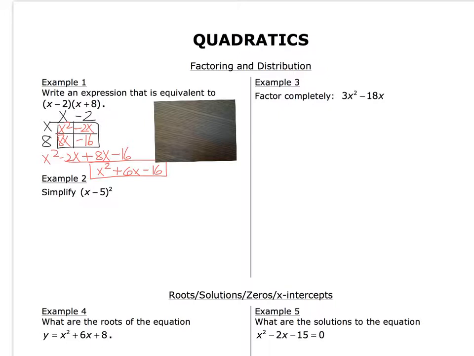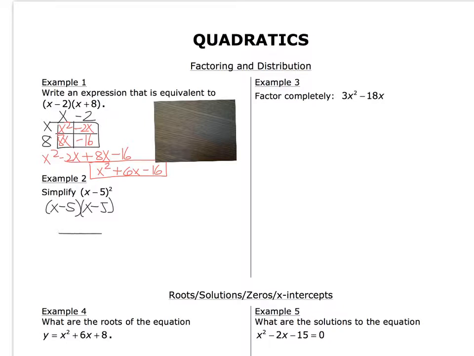All right, example 2, simplify. And then we've got that x minus 5 squared, okay? Guys, when you've got this thing being squared right here, remember that it's x minus 5 times itself, okay? So the way that we're going to write this is we're going to write x minus 5 times x minus 5, and we're going to multiply the exact same way that we just did.